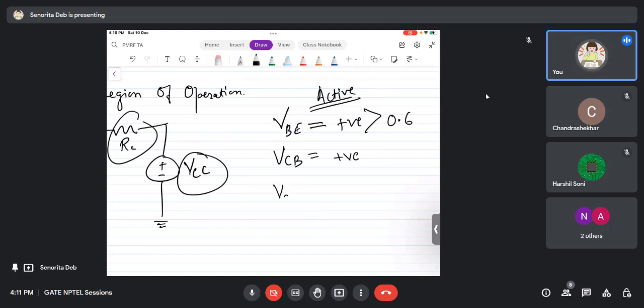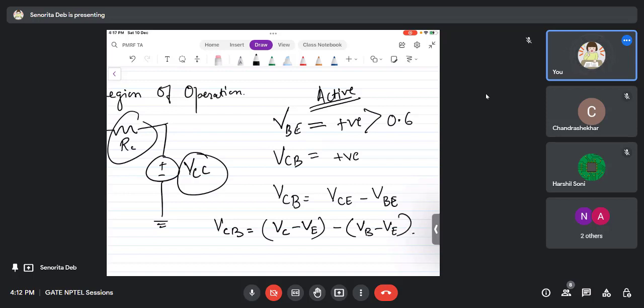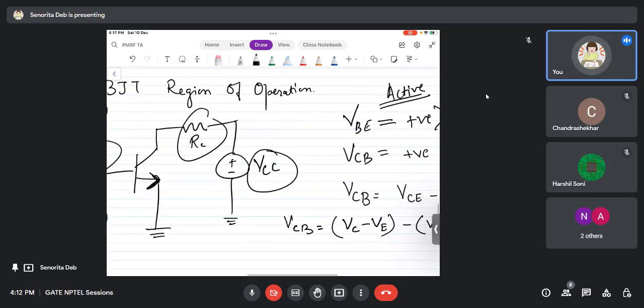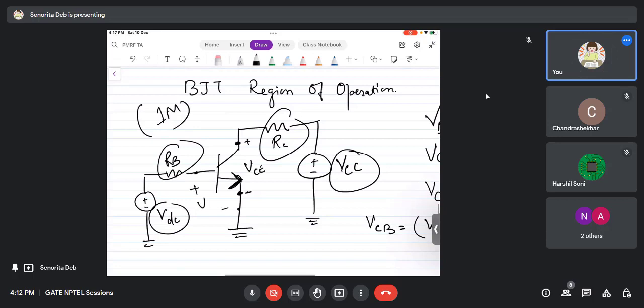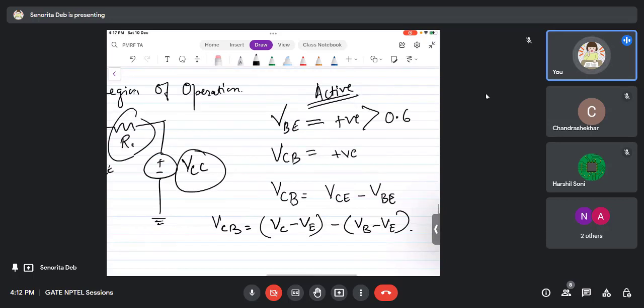Now how to find VCB? For that, you see VCB can be written as VCE minus VBE. How am I writing this? VCB can be written as VC minus VB, which is VC minus VE minus of VB minus VE, right? So therefore, what you will do, you will find out VCE, which is the voltage here, and VBE also you will know. And if you subtract both of these, they have to come positive.